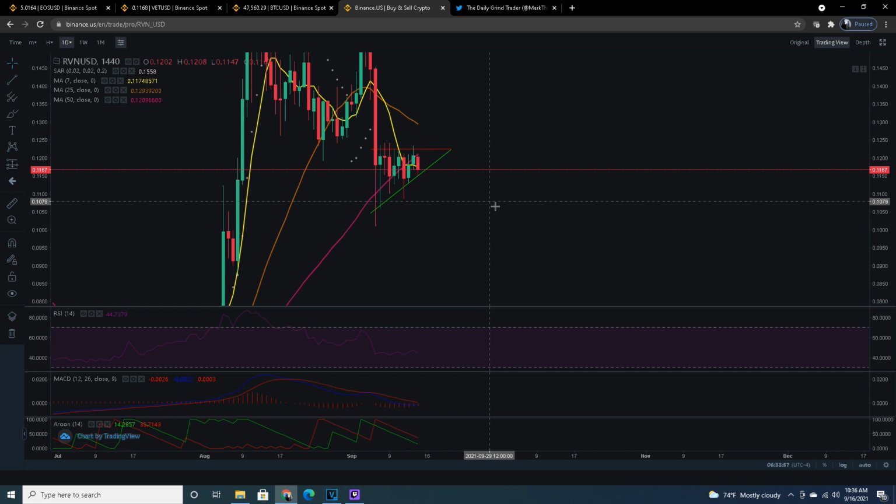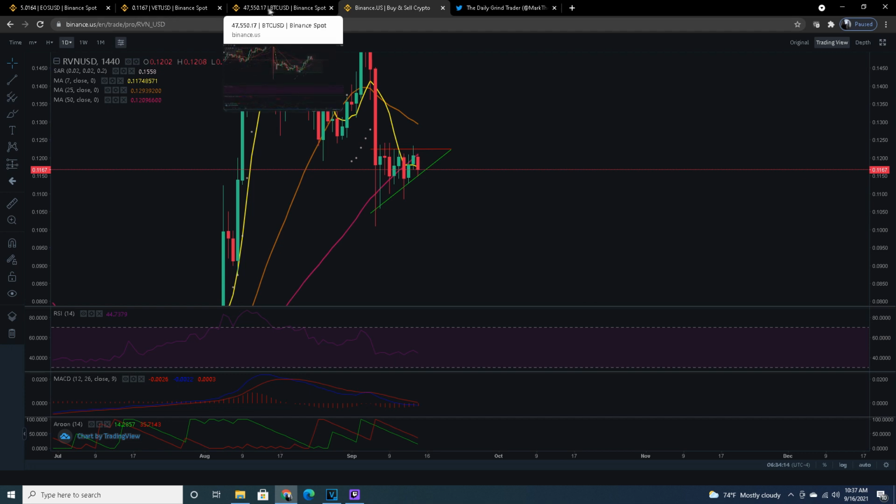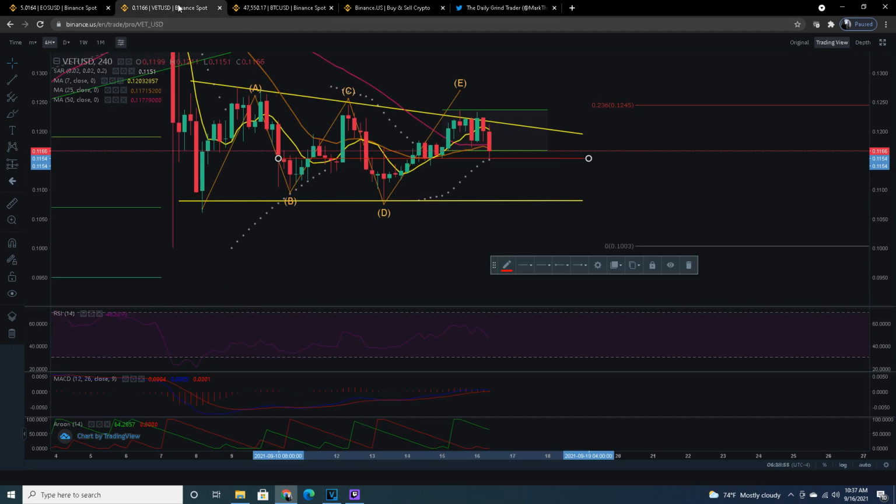Now, it's a simple Ravencoin price analysis there. Now I'm going to show you a couple recent moves, and where I would put stop losses had I traded these moves. Look at VET.